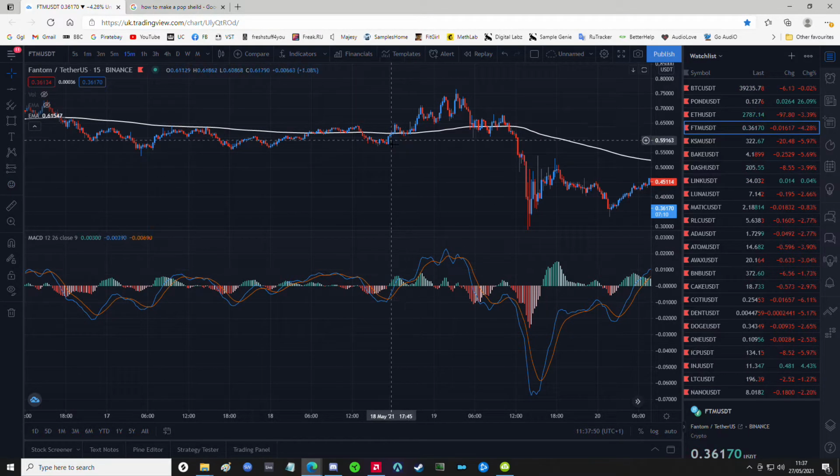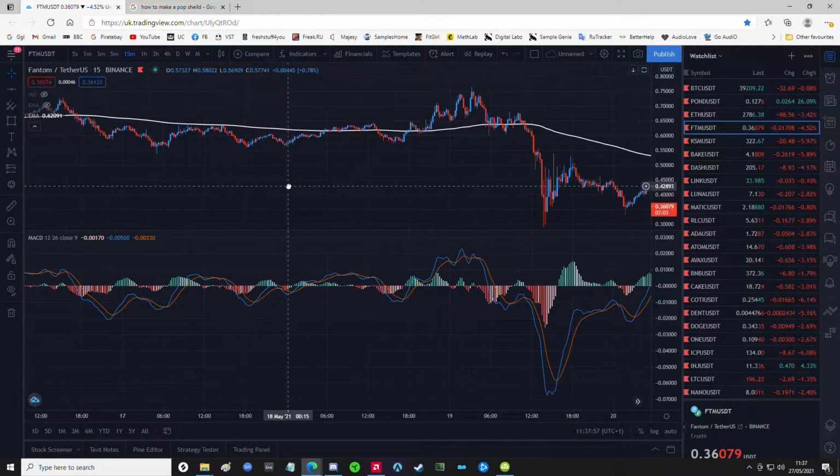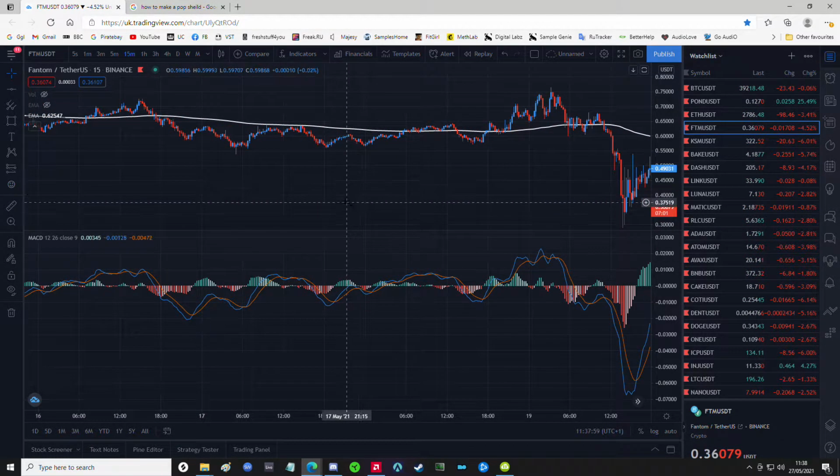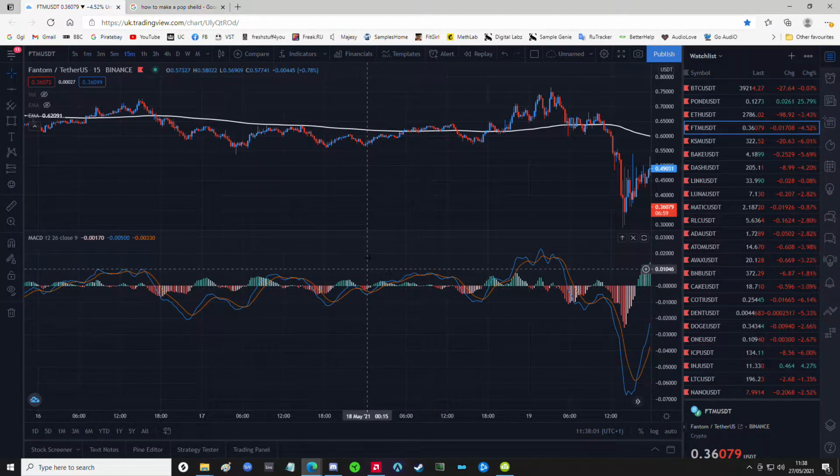There's a crossover here, but again, same thing. We're not really in an uptrend or a downtrend. It's just kind of consolidating, so I wouldn't have taken that trade. It crosses many times, but what you want is these two to match.